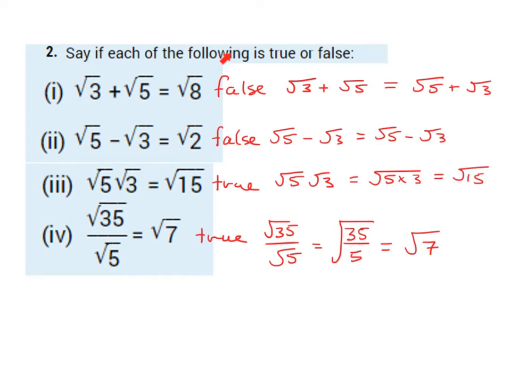Say if each of the following is true or false. Root 3 plus root 5 is equal to root 8. This is false. When you are adding two surds, you don't simply add the numbers underneath the surds.